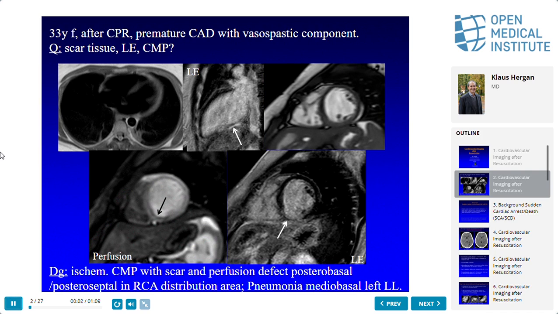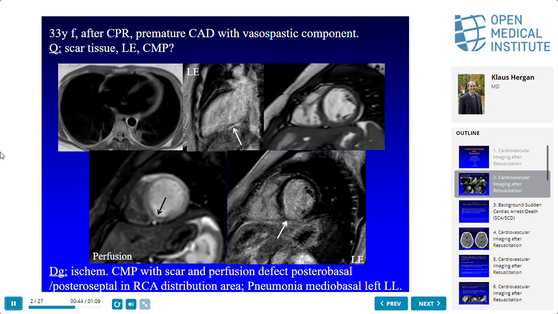Let's start with the patient. This is a 33-year-old lady after resuscitation. And in the workup, they found a premature coronary artery disease with a vasospastic component. And the clinicians wanted to know, is there scar tissue and late enhancement? And is there any kind of cardiomyopathy? And in this case, we found this enhancement here. It's subendocardial. You find it here in this area, and you find a perfusion defect and hypokinesia at this area.